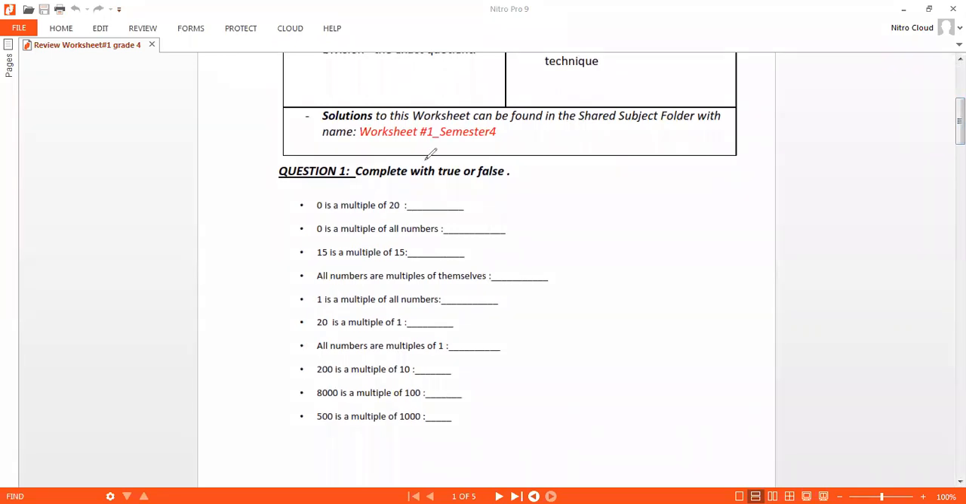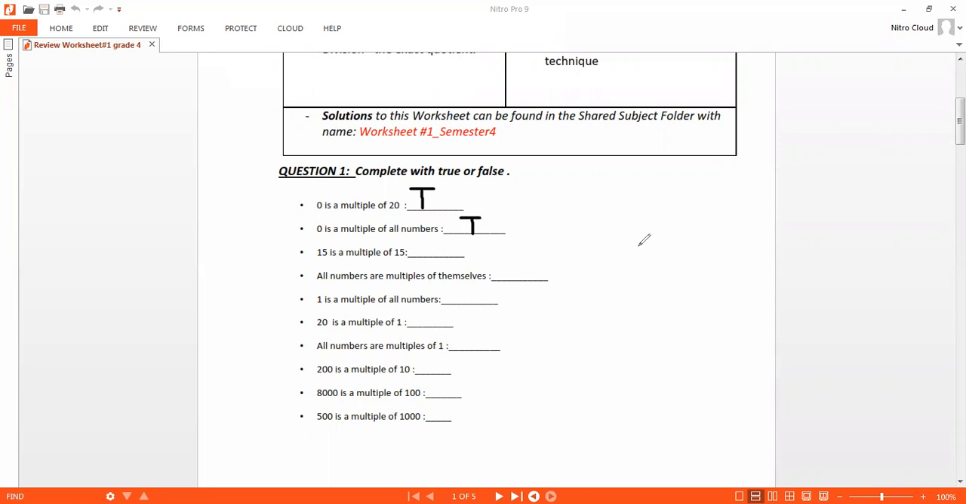So 0 is a multiple of 20. Is this true or false? You should think of a number you multiply with 20 to get 0. It's 0. So 20 times 0 is 0. So yes, it's a multiple of 20. Is 0 a multiple of all numbers? Of course it is, because any number, if you multiply it with 0, you're going to get a 0.